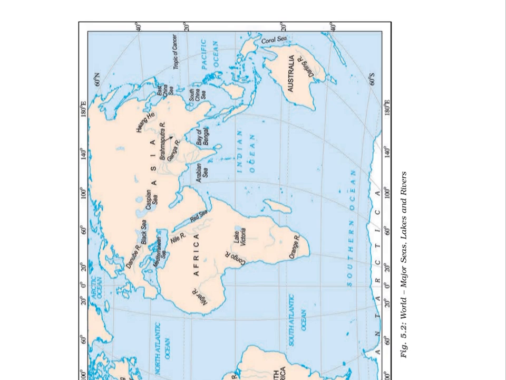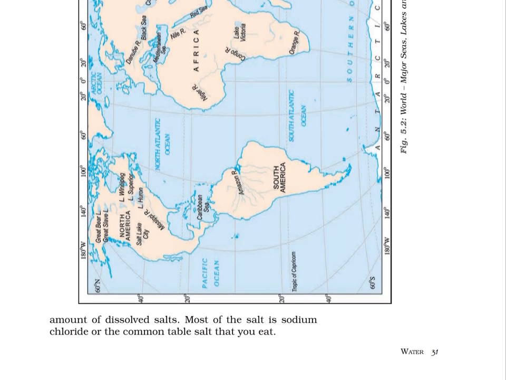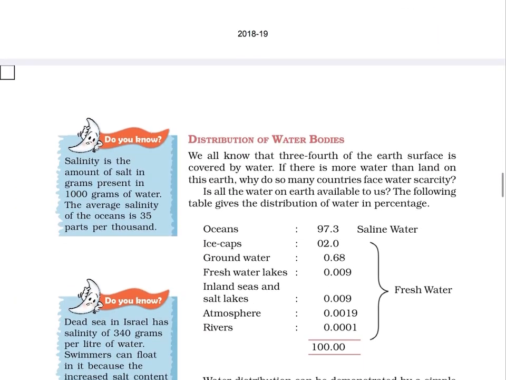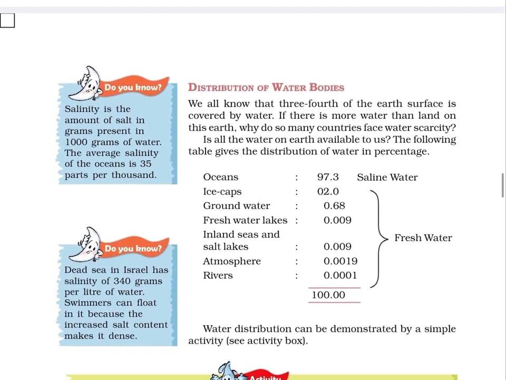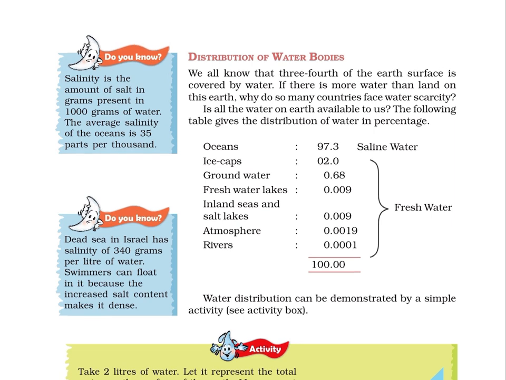Page 32. Do you know? Salinity is the amount of salt in grams present in 1000 grams of water. The average salinity of the oceans is 35 parts per 1,000. Do you know? Dead Sea in Israel has salinity of 340 grams per liter of water. Swimmers can float in it because the increased salt content makes it dense.